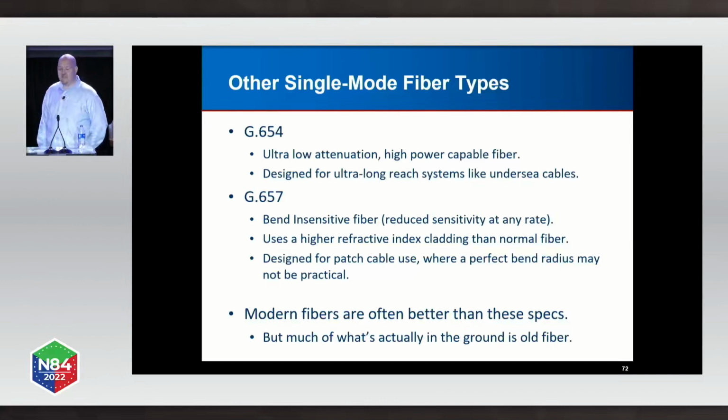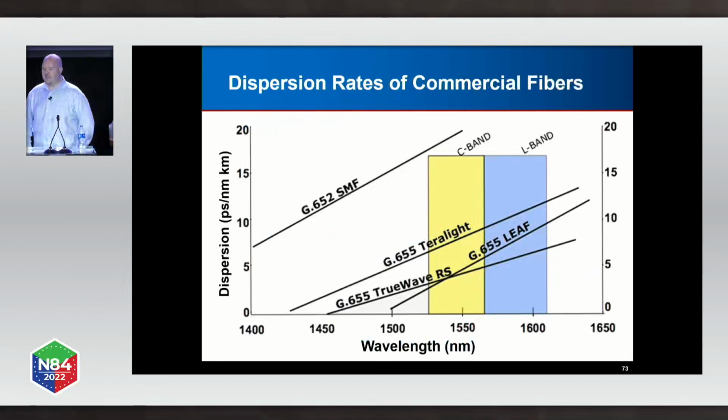G657, like I said, is the bend-insensitive fiber, and there's a bunch of different standards on that. But most fiber that's out there is actually better than the spec, the official minimum requirement. But if you really care, you figure out what kind of fiber it is, and you go pull the spec sheet on it and look it up, and you can see the exact details. So here's an example of dispersion rates of different fiber, right? So TrueWave product versus a LEAF product versus a TeraLight product, and what that looks like. But for regular SMF, 17 is kind of the middle of the band standard for dispersion that you'll see.